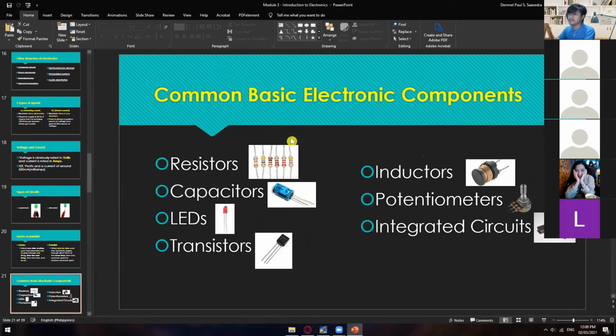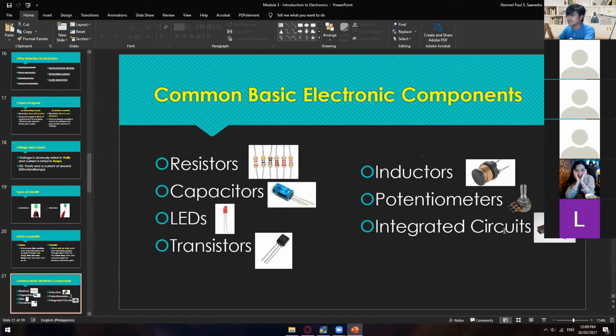And we have here the common basic electronic components, of which you guys maybe already know most. We have resistors. Pretty sure that you guys already know this one, and we have capacitors. Alam niyo na rin to. LEDs, transistors, inductors, potentiometers, and then integrated circuits. So we could say that our goal in this module is to create similar, working integrated circuits.